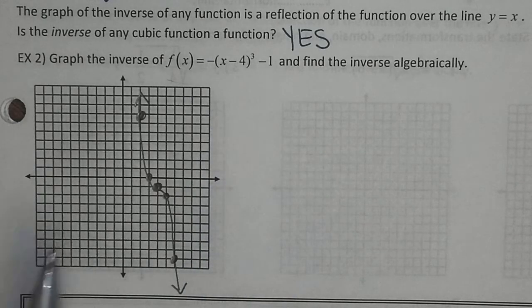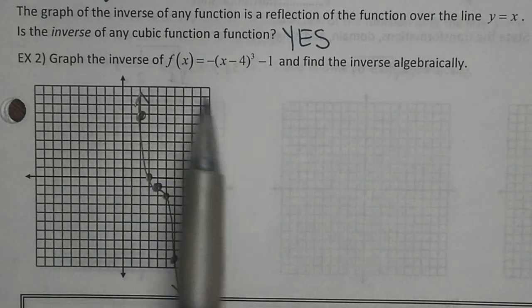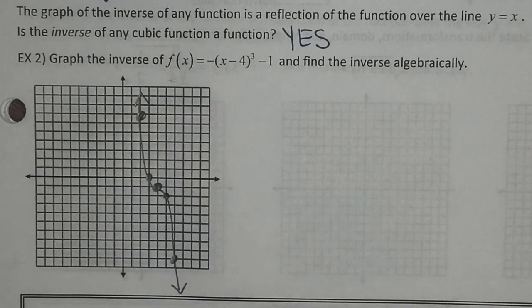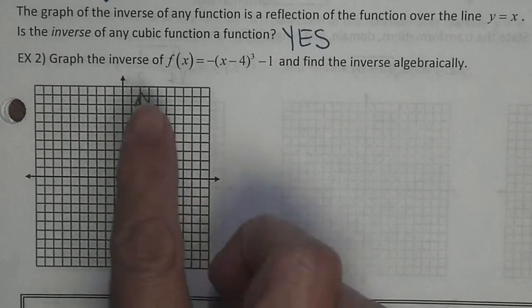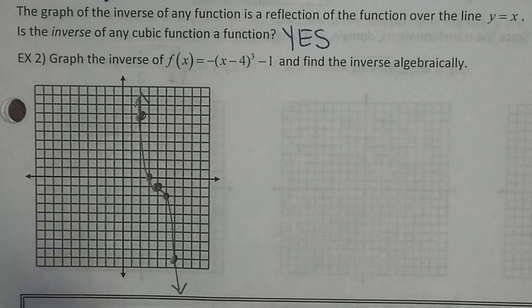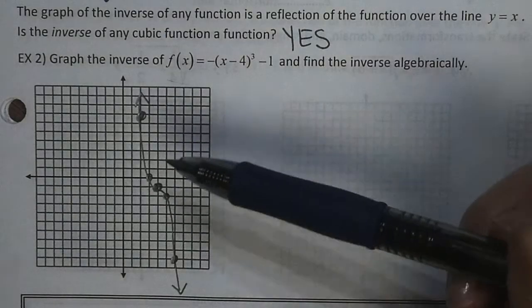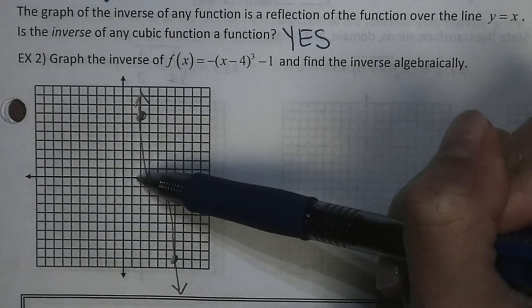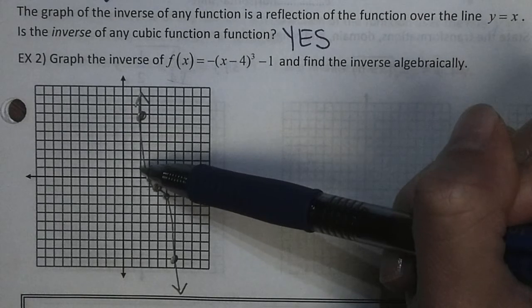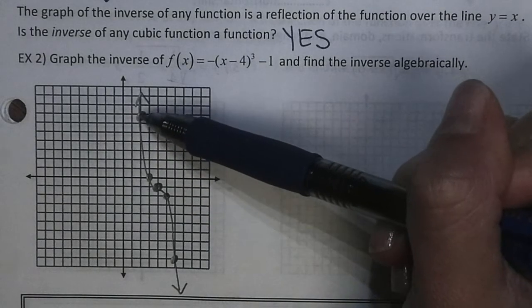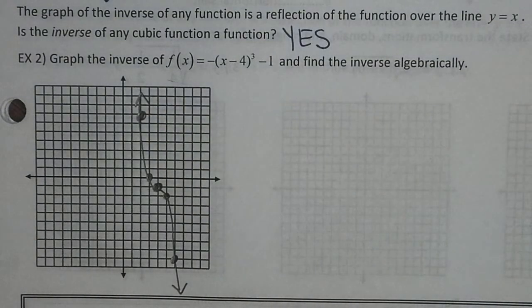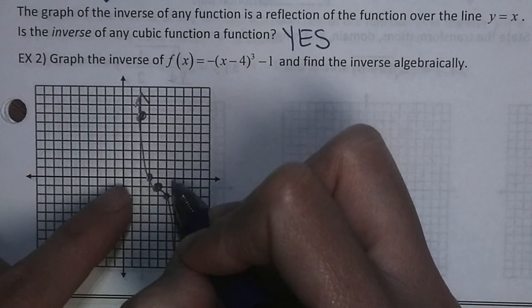So example 2, I just graphed this cubic function of negative parentheses x minus 4 cubed minus 1. So here it is. Now I need you to graph the inverse of that. To graph the inverse of this, you're going to have to switch the x and the y values. So for example, instead of graphing this first point, what is this first point? 2, 7. So instead of graphing 2, 7, we're going to graph 7, comma 2.